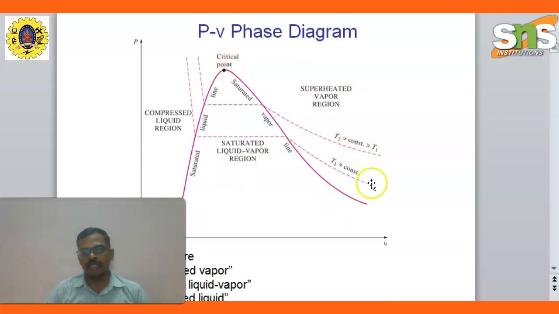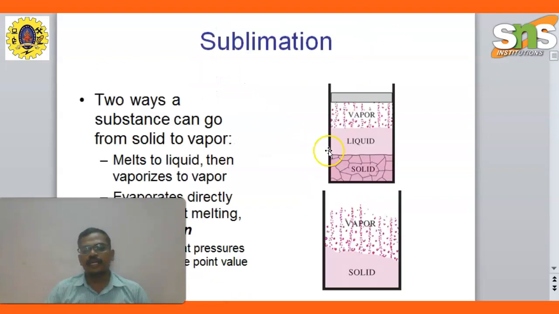T2 equal to constant temperature, T1 equal to constant temperature. They mention the sublimation, two ways a substance can go from solid to vapor. The solid state, liquid, vapor. It melts to liquid, then vaporizes to vapor. Or it evaporates directly without first melting. Sublimation happens at pressures below the triple point value.